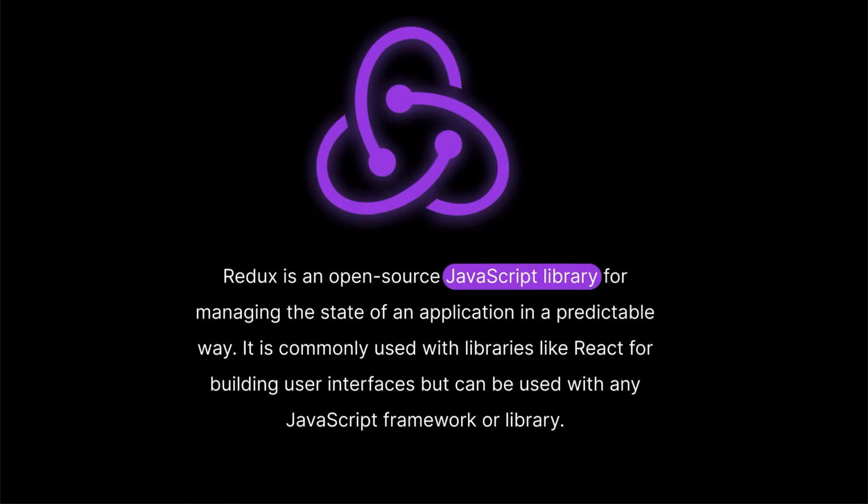If I ask you a question like what is state in React.js, your answer will probably be useReducer, useContext, useState, and all of that kind of stuff. Redux is an open source JavaScript library which helps us work with state management in a predictable way. It is commonly used with libraries like React.js for building UIs, but can also be used with other JavaScript frameworks and libraries.